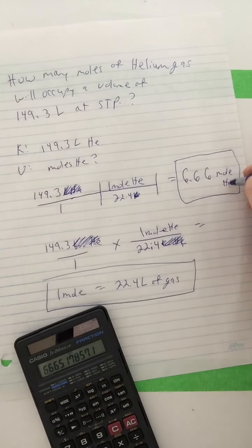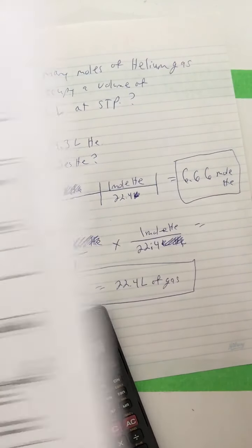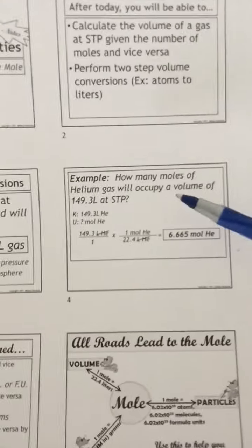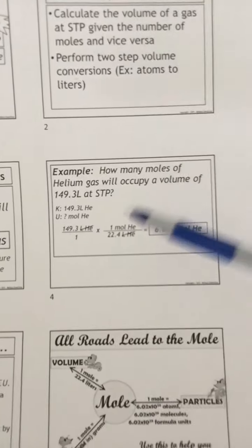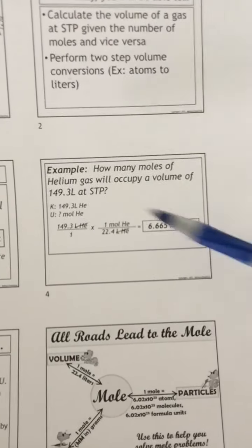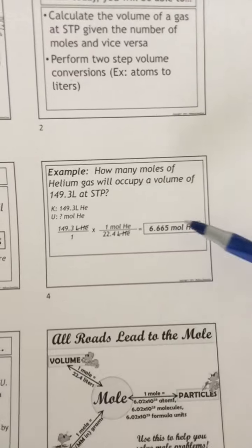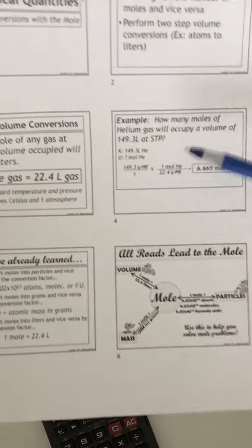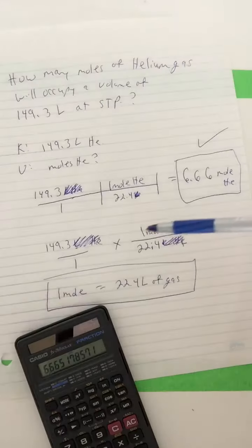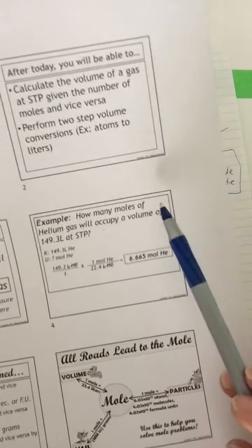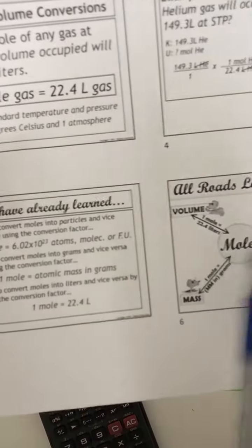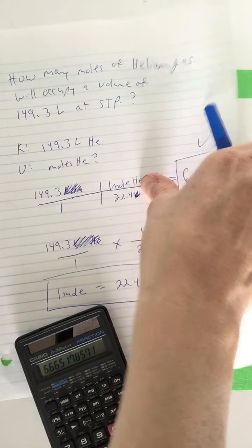6.66 moles of helium. And when I look at the example from the board that would have been up on the board, it's 6.665. It doesn't matter. The significant digits are fine. Moles of helium. So we're right. So that's a new way to incorporate a brand new bunk bed pair or conversion factor. We're talking about liters today. All right, I'm going to teach you the next little section here. So let me flip my paper.